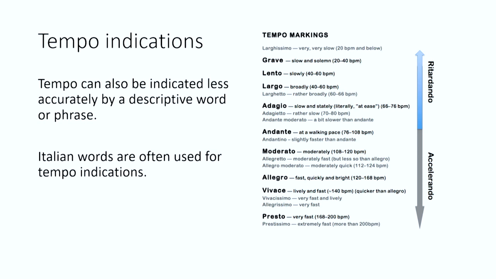Moderato means moderate, so not too fast, not too slow. Allegro, fast, and it must be bright as well. Not just fast, but fast and bright. Vivace means lively and fast.